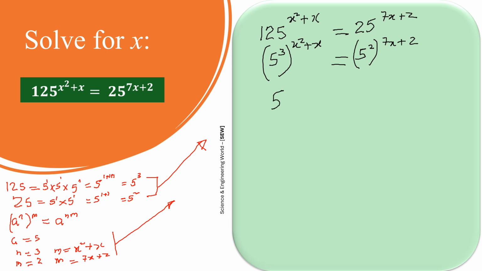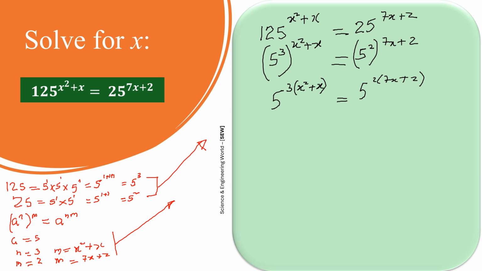We now have 5 to the power of 3 multiplied by x squared plus x, in brackets, is equal to 5 to the power of 2 multiplied by 7x plus 2. Good.